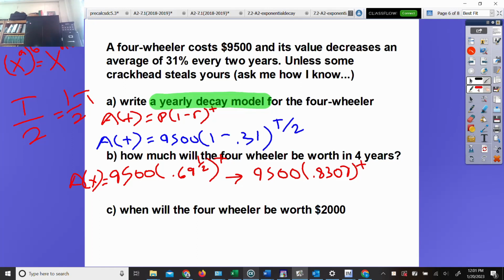So I hope writing is easy, because if you can write, you can do part B. Because in part B, what do you do? Everywhere you see a T, what? Not hard. So the amount after 4 years: 9,500 times 0.8307 to the 4th power. By the way, you could have put a 4 there and been fine too. It wouldn't have mattered. You would have handled it just fine.